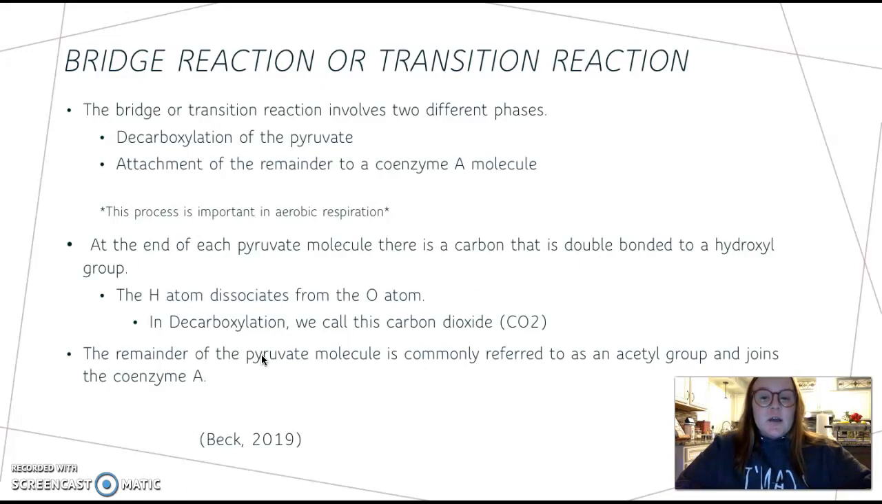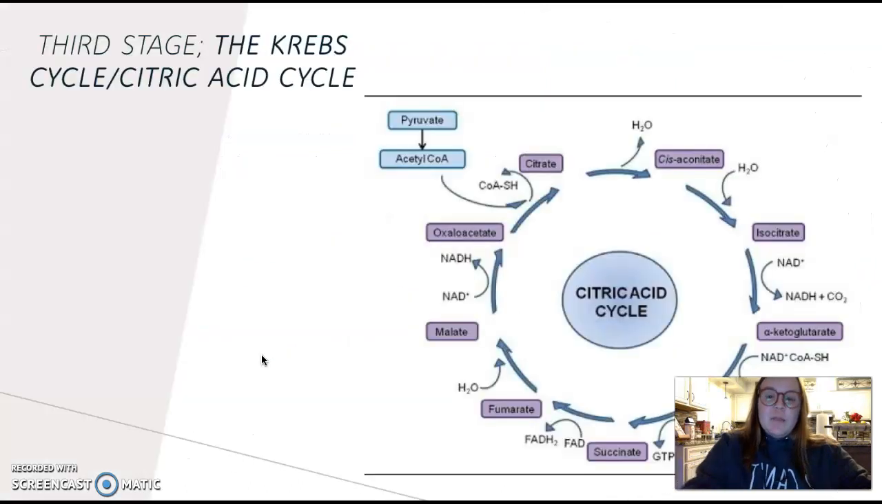So at the end of this process, on each pyruvate molecule, there is a carbon that is double bonded to a hydroxyl group. The H atom in this hydroxyl group dissociates from the O atom. In decarboxylation, we call this carbon dioxide, or CO2. And then the remainder of the pyruvate is commonly referred to as an acetyl group, and it joins the coenzyme A.